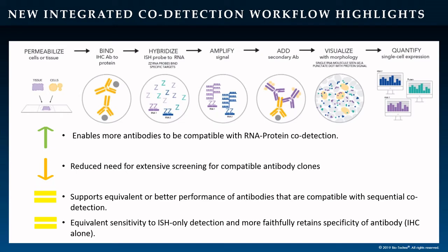The workflow starts with permeabilizing your cells, then binding your IHC antibody to the protein, hybridizing your ISH probes for RNA detection, then doing the amplification, as I talked about, building the amplification tree, then adding your secondary antibody, and finally visualizing both your RNA and protein on the same target. And this is a really, really powerful technique with a lot of applications in the field.